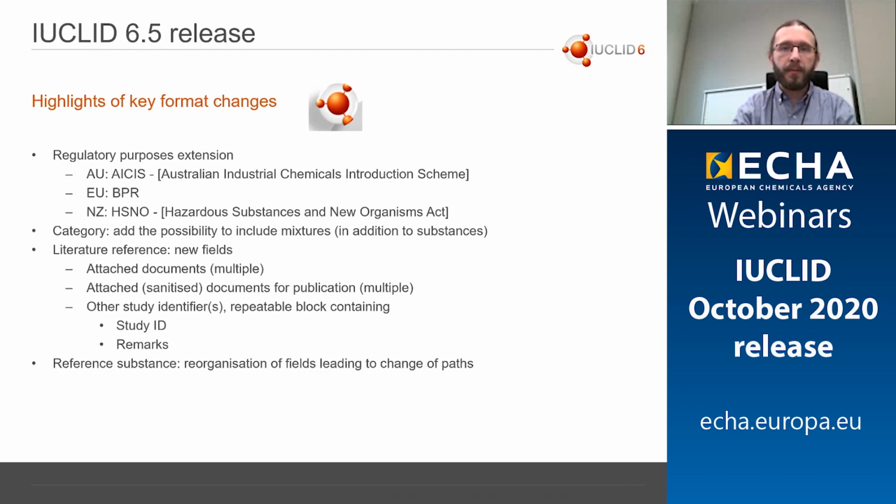Moving on to another part of the Euclid harmonized template, you will see that we have extended the list of regulatory purposes that can be used in flags provided in Euclid. So now you can flag information relevant for Australia, EU BPR, and New Zealand. Looking at the category, in previous versions, categories were only possible to be made of substances, and now this has been extended to include mixtures as well.